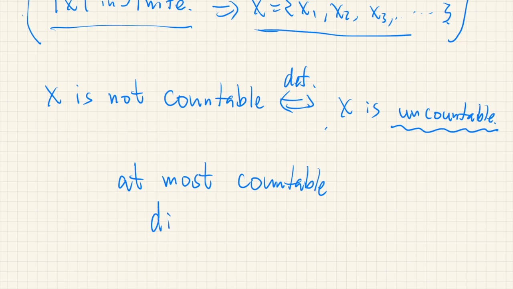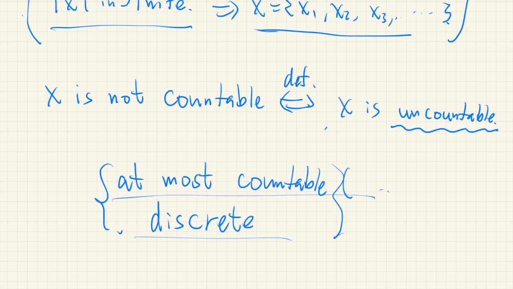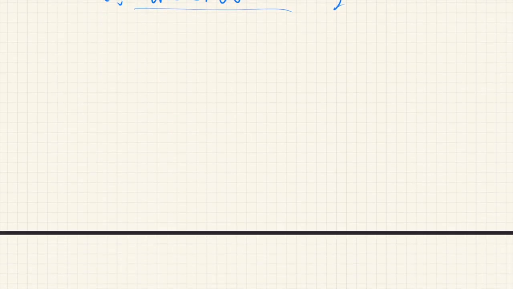Or we say discrete. Okay. So this is either finite or countable. And together, so we use these terms. Okay. If a set is not at most countable or discrete, we say that set is uncountable in that case. Let's see a few examples.